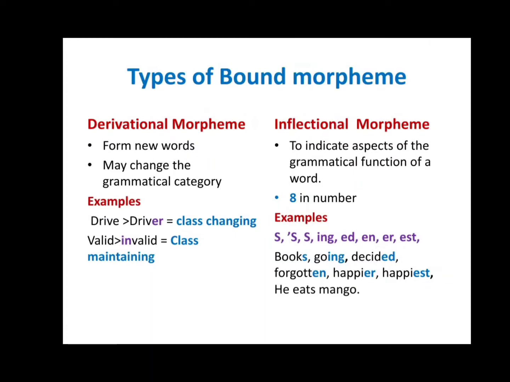And progressive verb like coming, ing. Ed, past form, decided. En, past participle, forgotten. Comparative degree, er, happier. Superlative degree, est, happiest. These all are involved in inflectional morphemes. I hope you understand this topic.